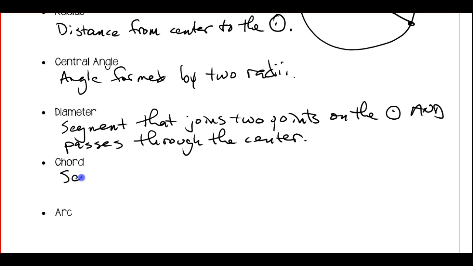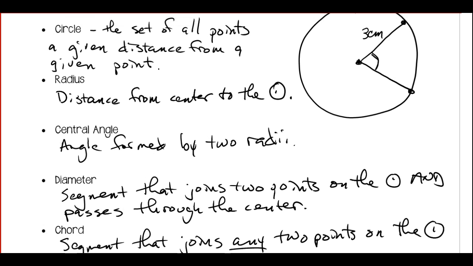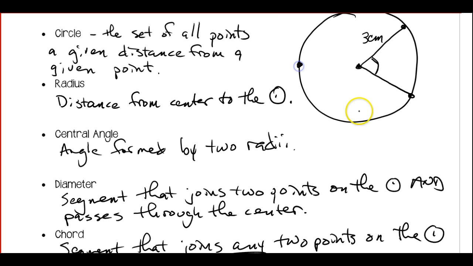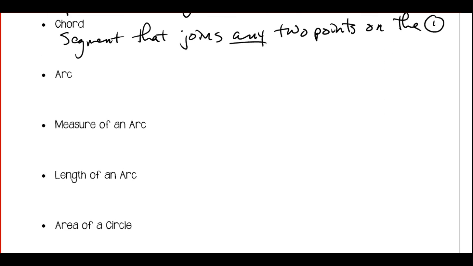So a chord is a segment that joins any 2 points on the circle. If we go back up here, and I've got a point over here, and a point over here, and I connect those, we can call this AB. AB would be a chord. Now a diameter is a chord, it's just a special chord that happens to go through the center.